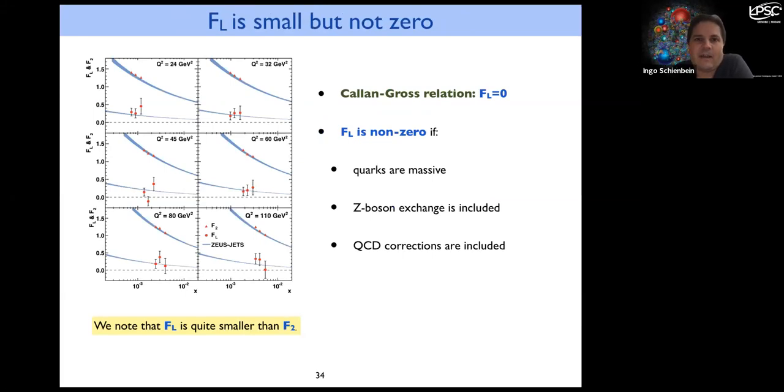So the Callan-Gross relation tells us that the longitudinal structure function is 0. Here again are data for FL from ZEUS. And you see FL is not 0, but small. In fact, FL is also non-zero in the calculation if you include quark masses, or if you include Z boson exchange, or if you include QCD corrections. But still, FL is very small, as predicted even by the naive Parton model.